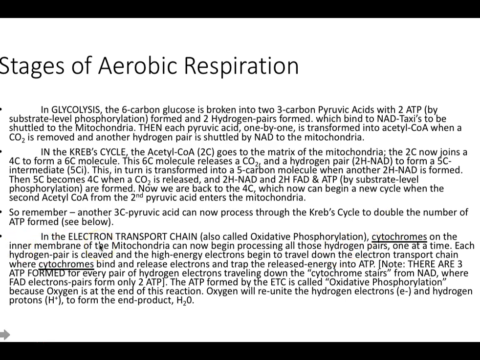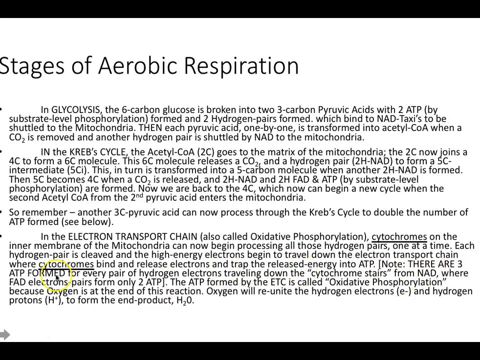Okay, then we have the electron transport chain, also called oxidative phosphorylation. Cytochromes on the inner membrane of the mitochondria begin to process all of those hydrogen pairs one at a time. They line up like people line up to get on a Ferris wheel, that type of thing. Each hydrogen pair is cleaved, and high energy electrons begin to travel down the electron transport chain where the cytochromes bind and release electrons and trap the released energy into ATP.